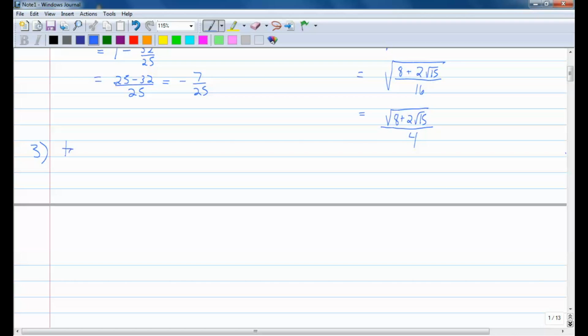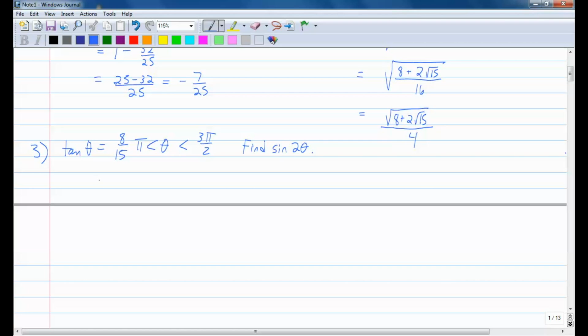Number 3, we're given the tangent of theta equals 8 over 15, and theta is greater than pi, less than 3 pi over 2. Find the sine of 2 theta.